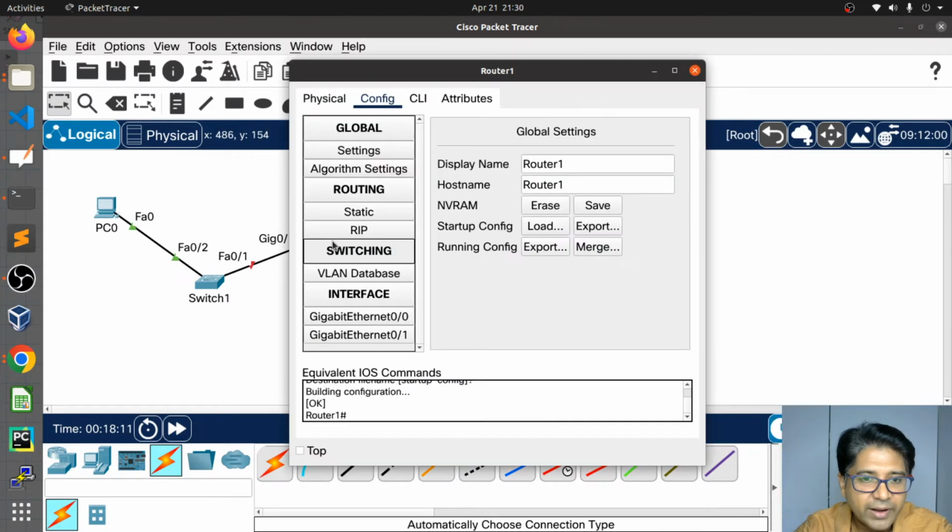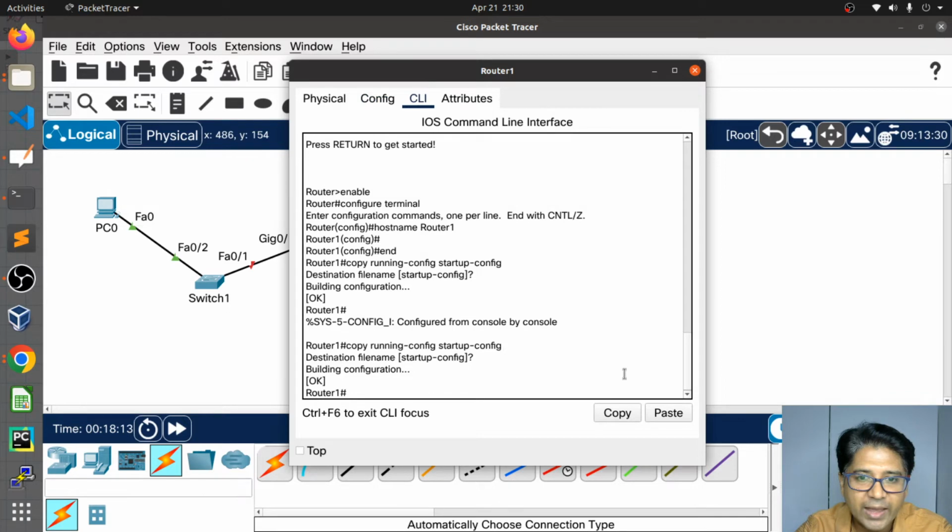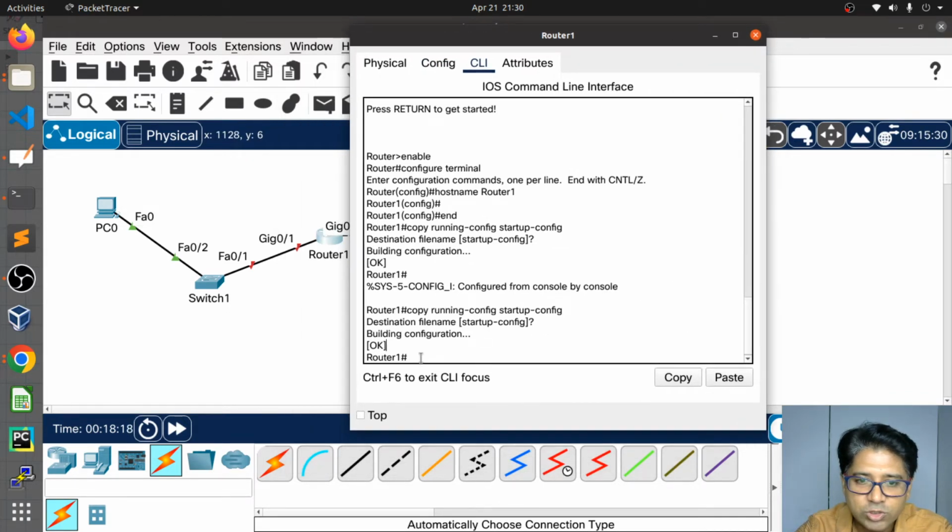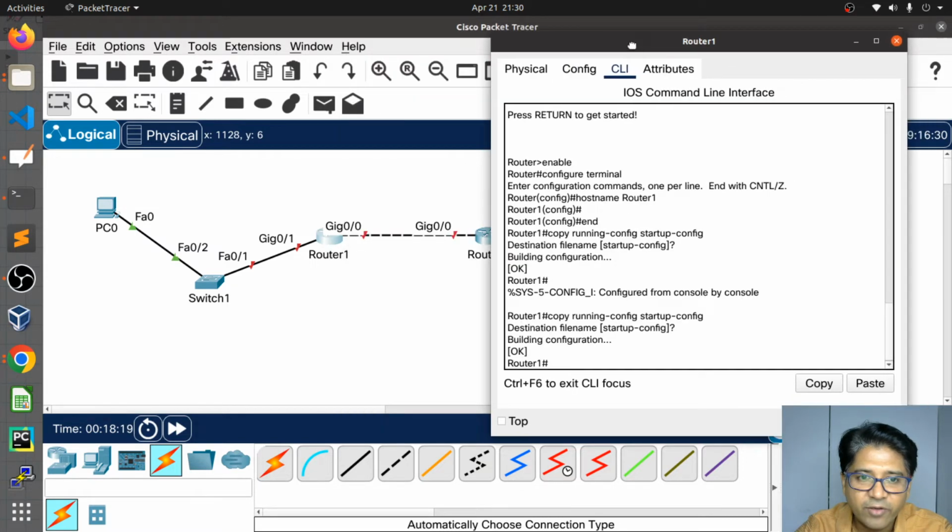For layer 2 connectivity, what you have to do is go to CLI. I'm in configuration mode. Can you see my modes? And you check the interface. Here is the interface, gig 0/0.